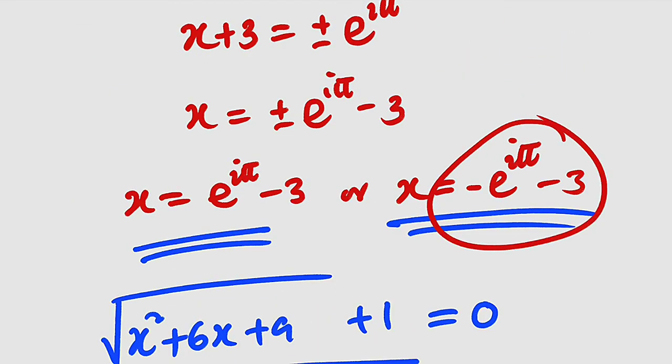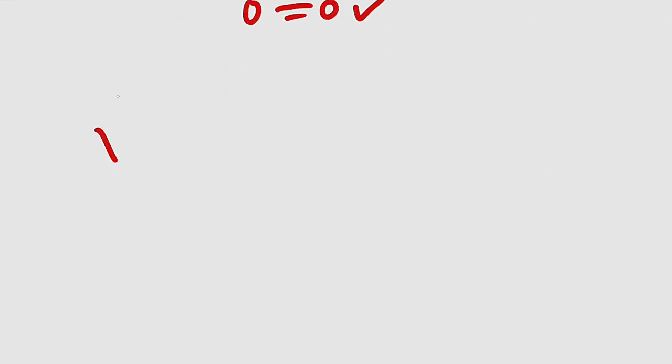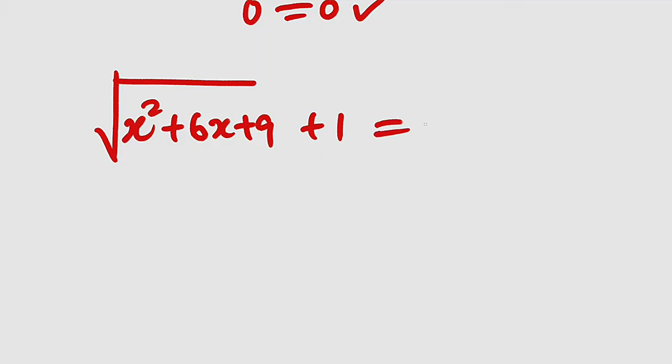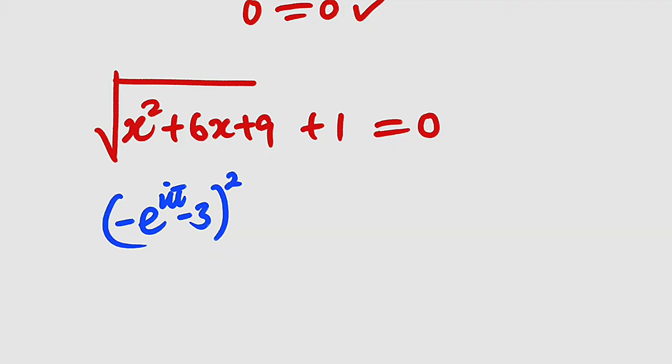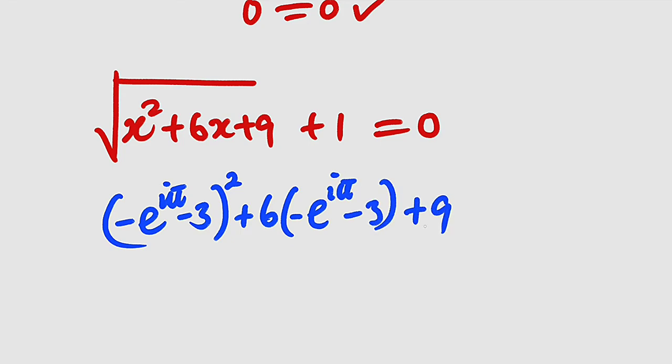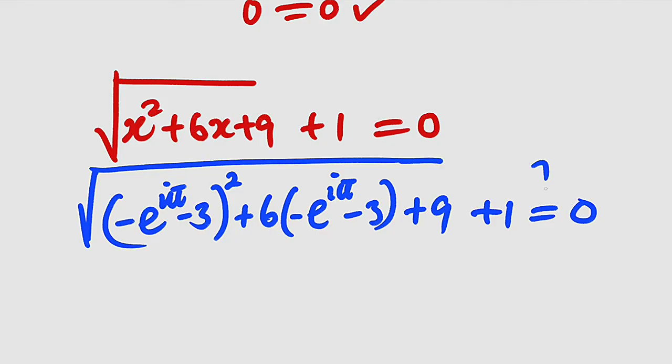But let us check this one again, where we have negative e to the iπ minus 3. Our equation remains the square root of x squared plus 6x plus 9, then plus 1 equal to 0. This time around, we are going to substitute negative e to the iπ minus 3 as the value of x. This is going to be squared. Then plus 6 multiplied by x again, which is negative e to the iπ minus 3. Then plus 9, all under the square root. Then plus 1. Is this the same thing as 0?